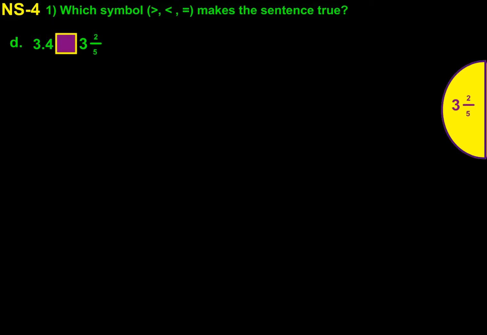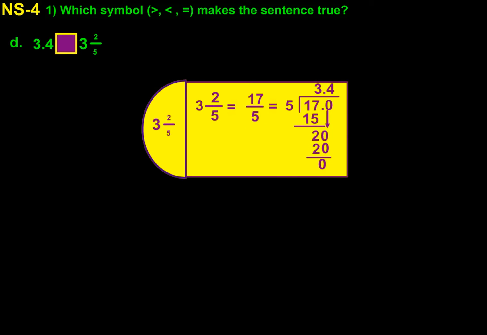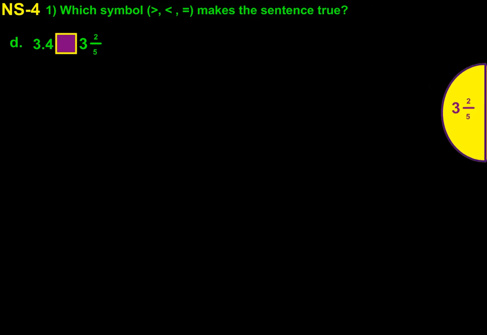For the next problem, we're going to do 1D, and we have 3.4, and we have 3 2/5. 3.4 is already in decimal form. All we need to do is take a look at 3 2/5. So because it's a mixed number, we'll turn it to an improper fraction, and then we'll set it up to divide. And we get 5 goes into 17 3 times, 2 left over. 5 goes into 20 4 times exactly. And so 3 2/5 as a decimal is in fact 3.4. And so that means these two are equal.